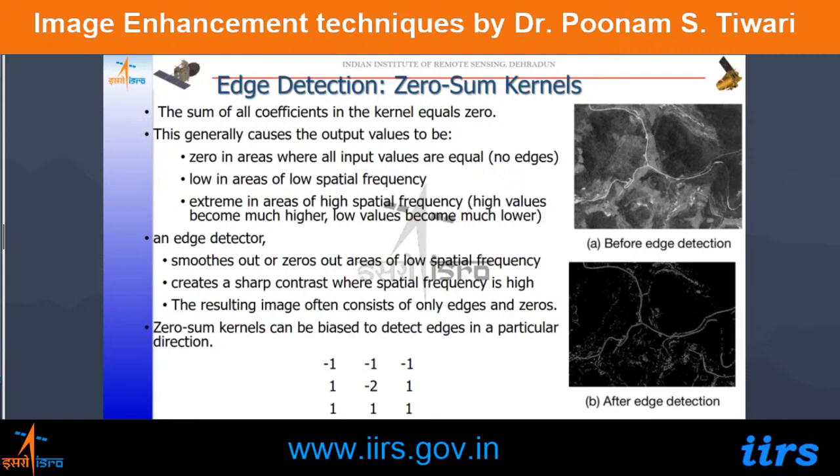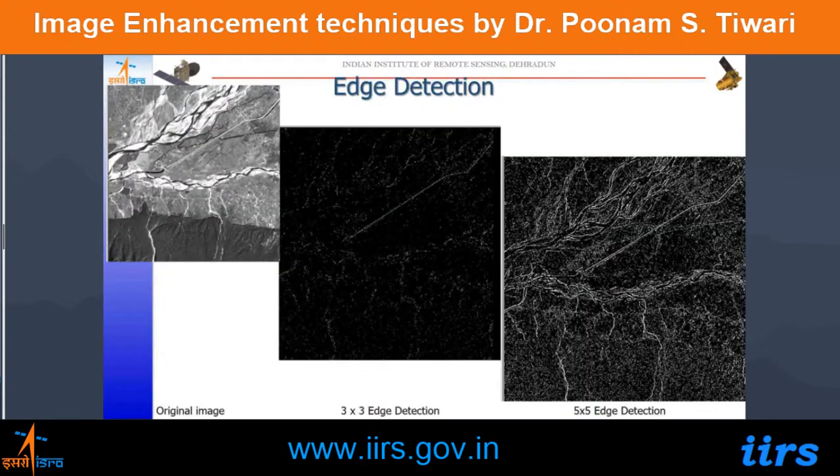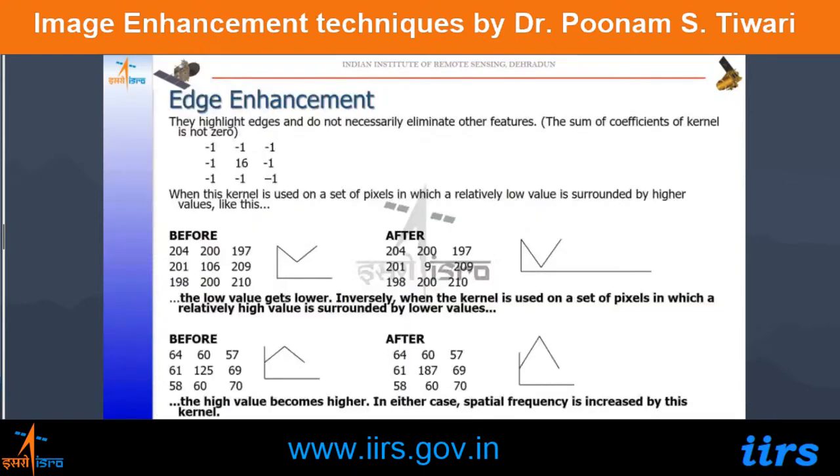When we increase the size of the kernel, more edges are now getting detected. The second type of high pass filters are edge enhancement filters. They highlight the edges but do not eliminate other features. So the sum of the coefficients of the kernel is not 0.